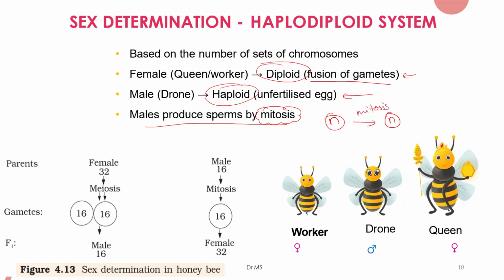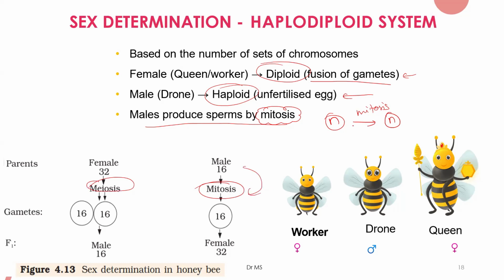This is the special, unique thing. Remember this: the sperms in honeybee are formed by mitosis, not by meiosis. You can see here, the parent has 32, males have 16, and they also deliver gametes of 16 through the process of mitosis. But in females, it happens only through meiosis. Remember, this is the only unique condition.